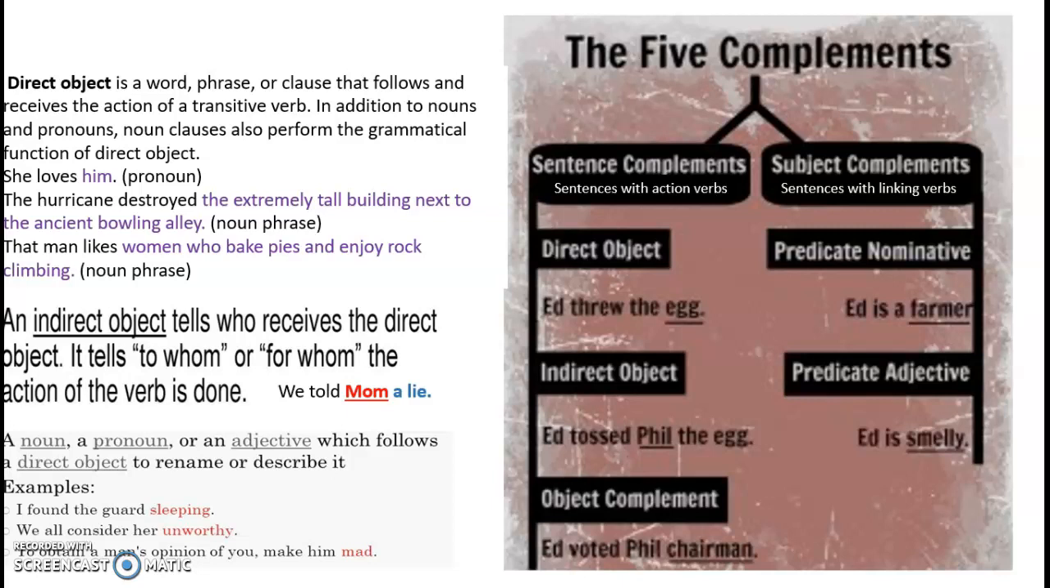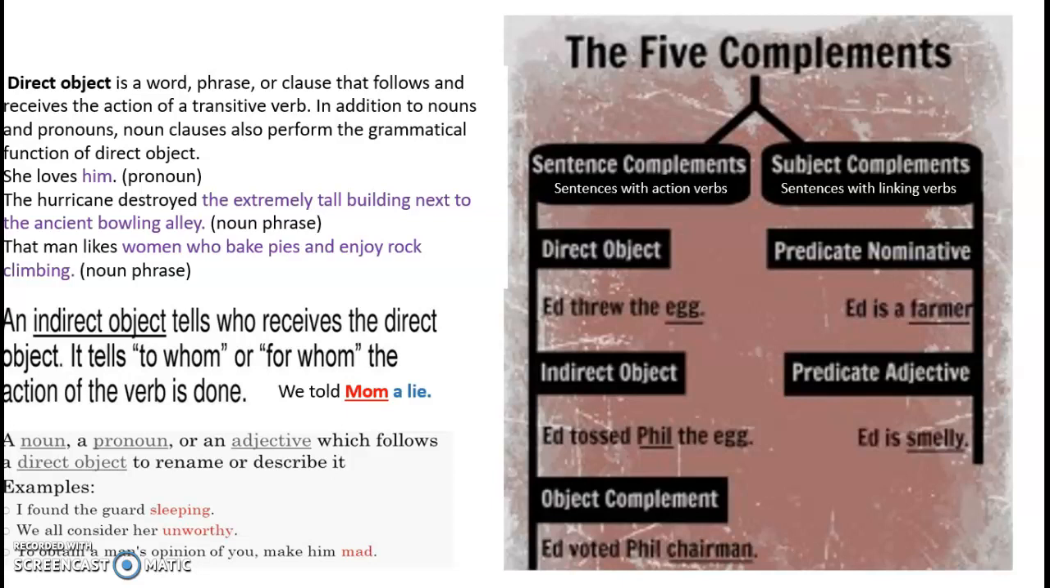And we have the object complement. Object complements can be a noun, pronoun, or adjective, which follows the direct object to rename or to describe it. It's basically an adjective, a noun, or a pronoun that is telling you more information about the direct object.